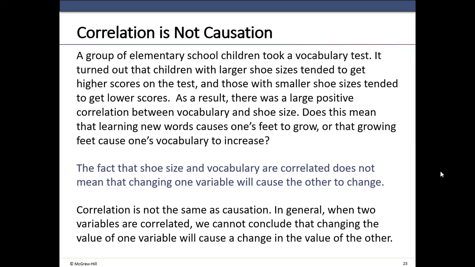Does this mean that learning new words causes one's feet to grow, or that growing feet causes one's vocabulary to increase? The fact that shoe size and vocabulary are correlated, meaning there's a strong relationship between them, does not mean that changing one variable will cause others to change. Correlation is not the same as causation. In general, when two variables are correlated, that means there's a strong relationship between them. We cannot conclude that changing one variable will cause the change in the value of the other. Bottom line, correlation is not the same as causation.